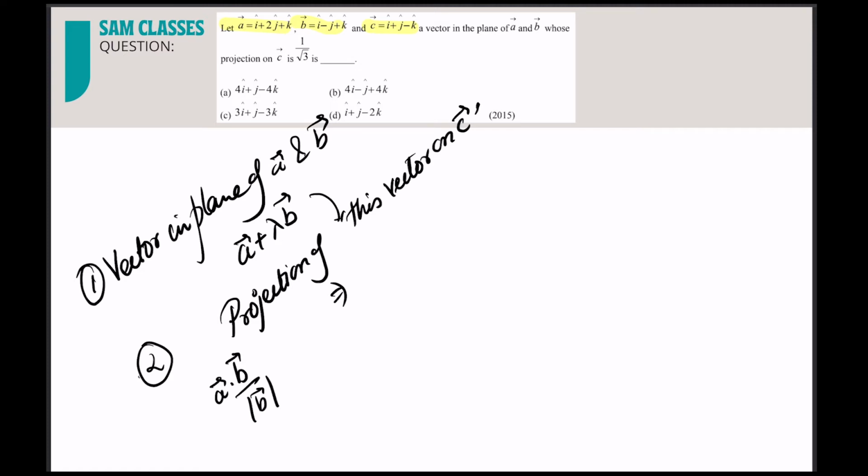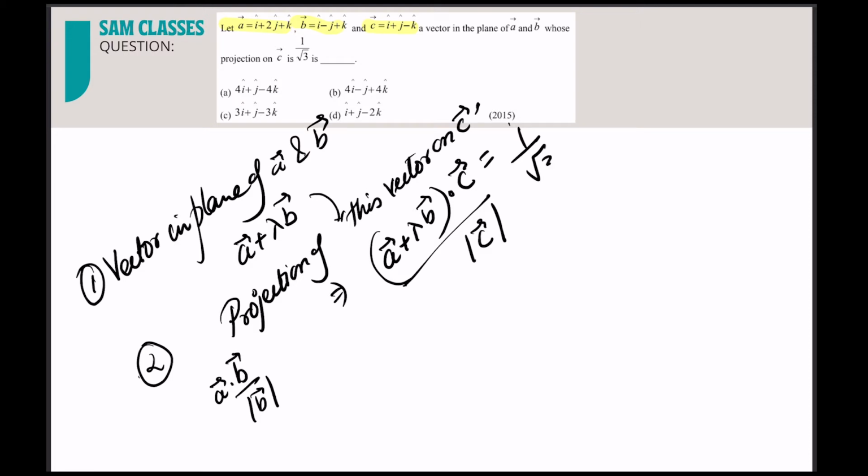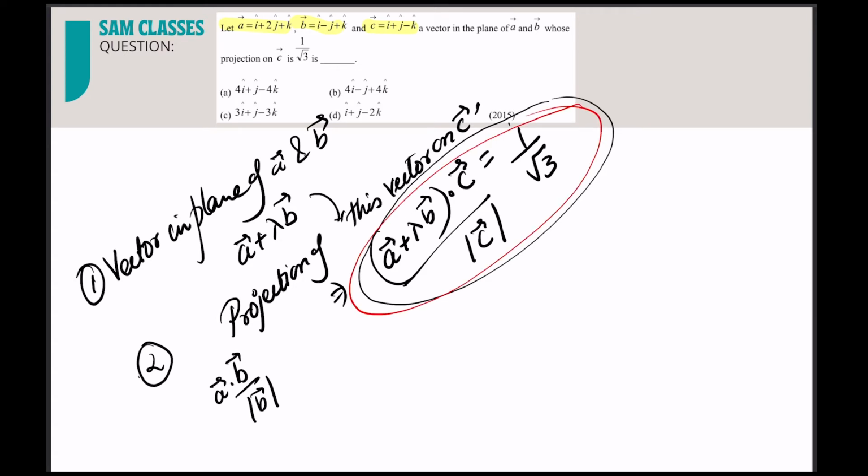So here in this case, what will happen? This whole vector, correct, dot c vector divided by mod of c vector is equal to 1 by root 3. That's it. So if you mug up this part, if you remember this part, you can do it in just 30 seconds max, by putting in every value and solving it fast.